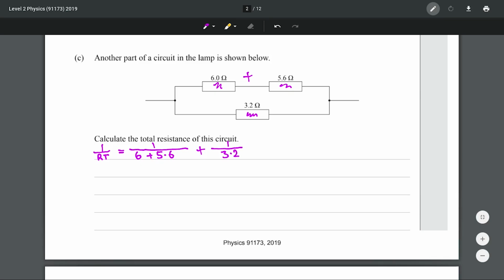Now, to rearrange that to solve for RT, we just need to flip both sides. Which gives me 2.5081. So I'm going to round that to 2 significant figures because that's what the question has given us, which gives me 2.5 with units of ohms.